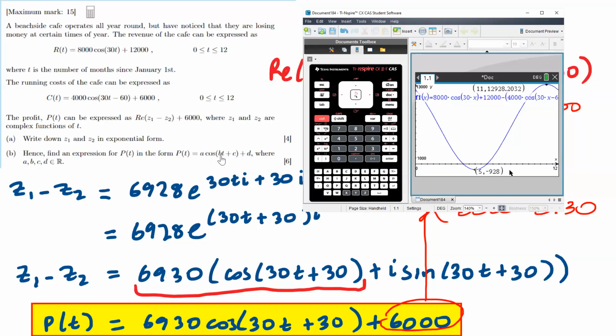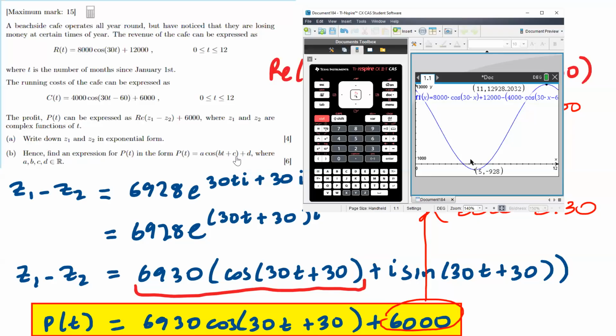As mentioned, we know the value of B must be 30 because it was in the original function. And we could also note the principal axis is going to be minimum plus maximum divided by 2. 12,928 plus negative 928 divided by 2 equals exactly 6,000. So it's very straightforward to find the values of A, B, and D. The only thing that would be slightly more complicated is then to find the value of C, which would be the phase shift for this difference.